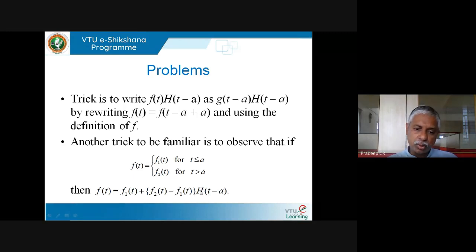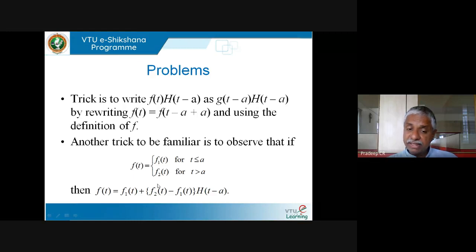Forget about this left-hand side f(t). Let us consider this expression: f1(t) plus (f2 minus f1) times h(t minus a). So this is a function of t, just focus on the right-hand side, don't bother about the left-hand side. I know the left-hand side is f(t), which is f1(t) if t is less than or equal to a, f2(t) if t is greater than a. That much I know. So now I want to say this is also the same thing.